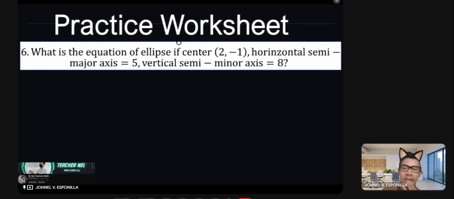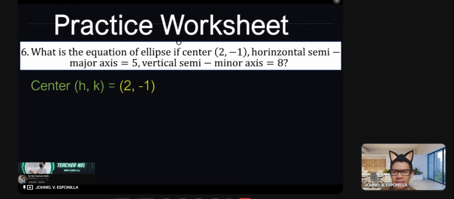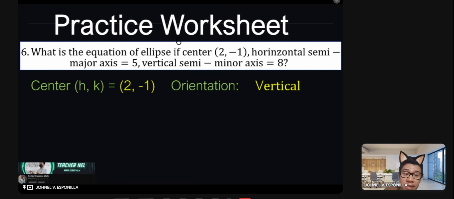Okay. So equation daw nito, yung center po natin ay 2, -1. The horizontal semi-major axis is 5, and the vertical semi-minor axis is 8. Okay, so we have the center 2, -1. The orientation is we have vertical kasi mas mataas yung sa vertical. So this should be the vertical semi-major.